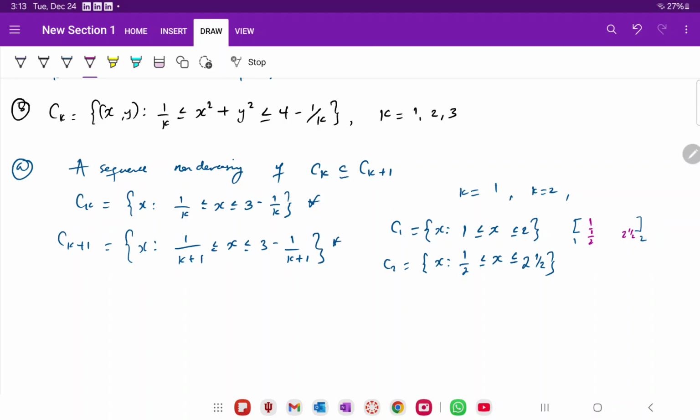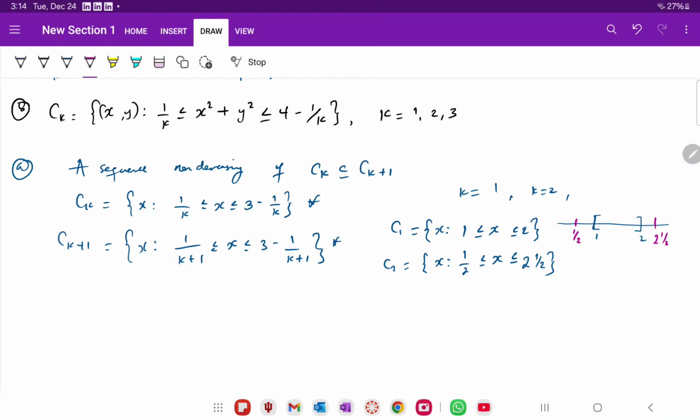Pardon, this is not correct. Oh no, that's not true, sorry for that. We have 1 comma 2. Then the next one we have half, then we have 2 and a half. So you can see that this is a non-decreasing function as the sets are getting bigger and bigger.